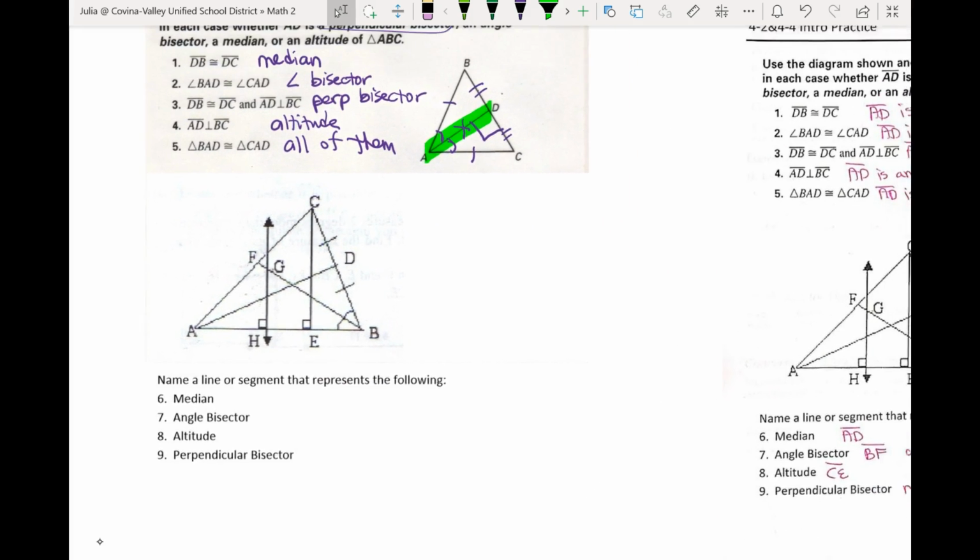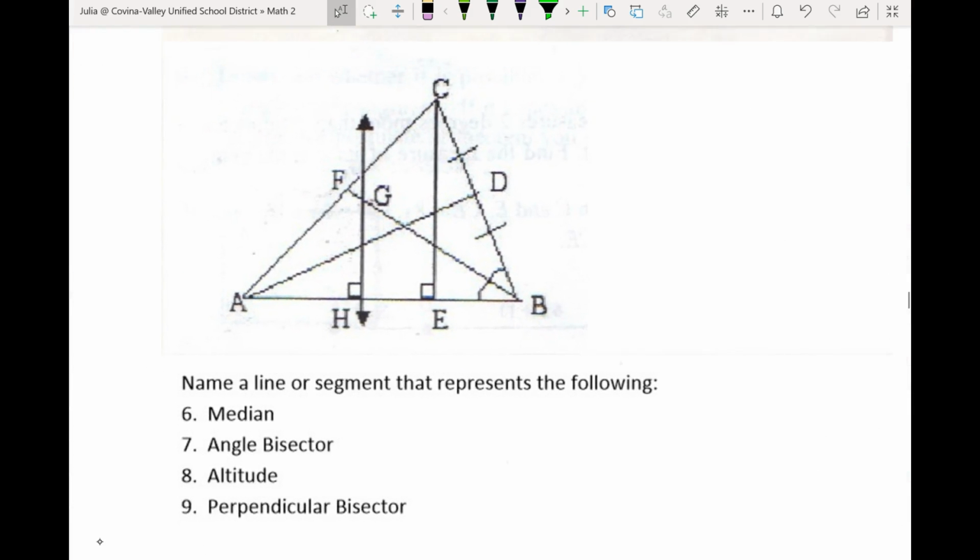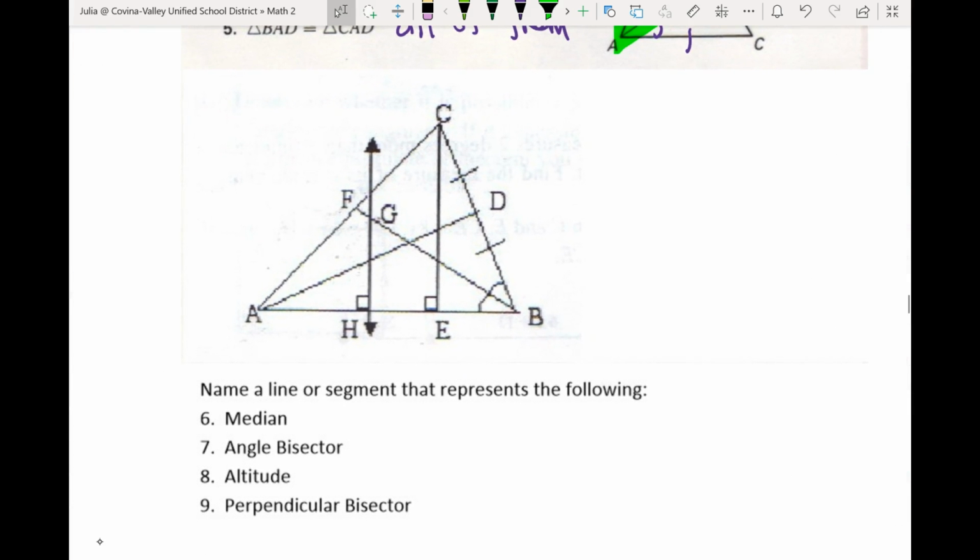All right, I'm going to do one with you from the bottom, and then you're going to try some on your own. Name a line or segment that represents the following. You had this on your homework, but some of you might not have gotten that far, and you're going to work toward getting there. But if I'm looking for a median, what am I looking for? A midpoint. Which segment do you see has two halves that are equal to each other?